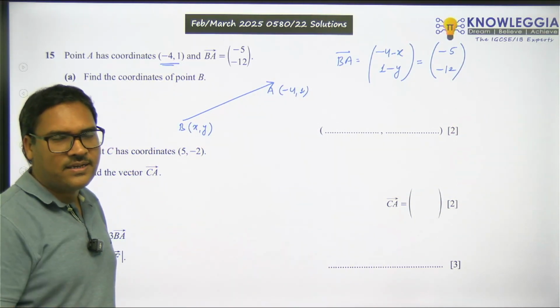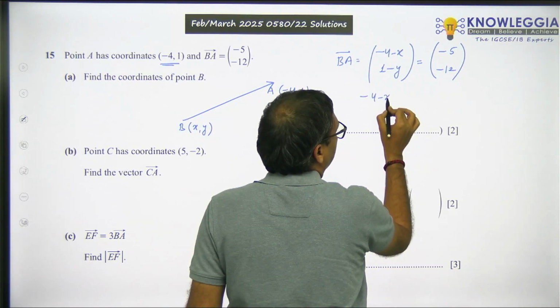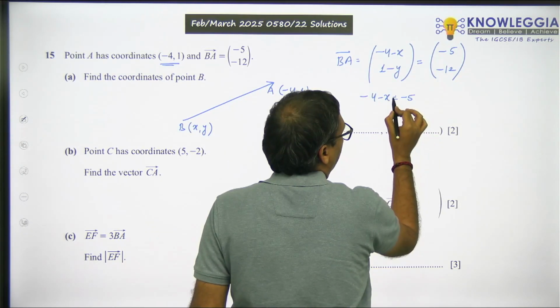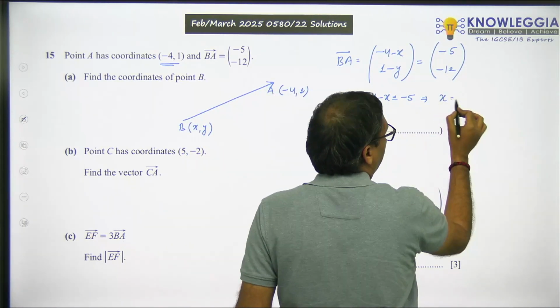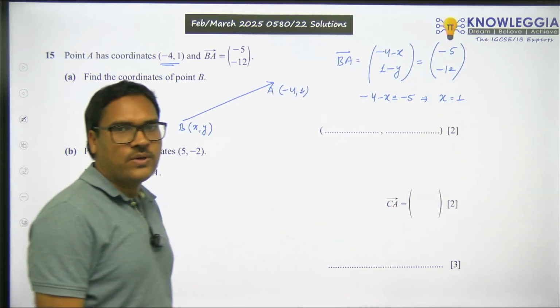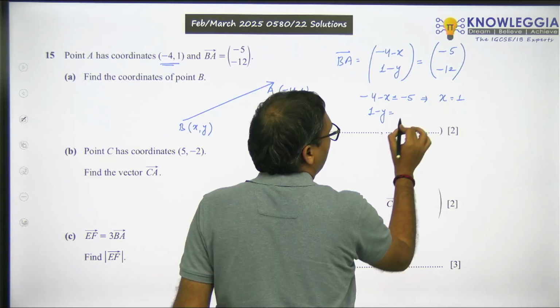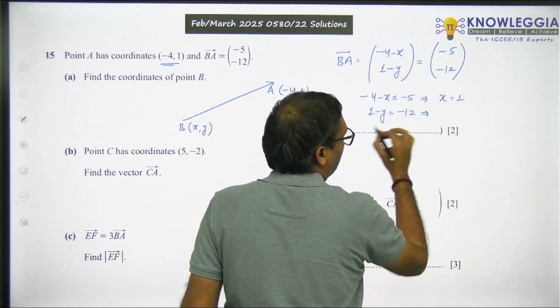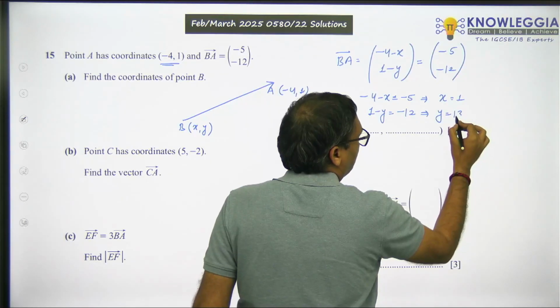Now if two vectors are equal, you can just equate them. So I can say minus 4 minus x is equal to negative 5. You just solve this equation. If I take x on this side, this is minus 4 plus 5, which is 1. And similarly, 1 minus y is equal to minus 12. So you can arrange this and say y is equal to 13.